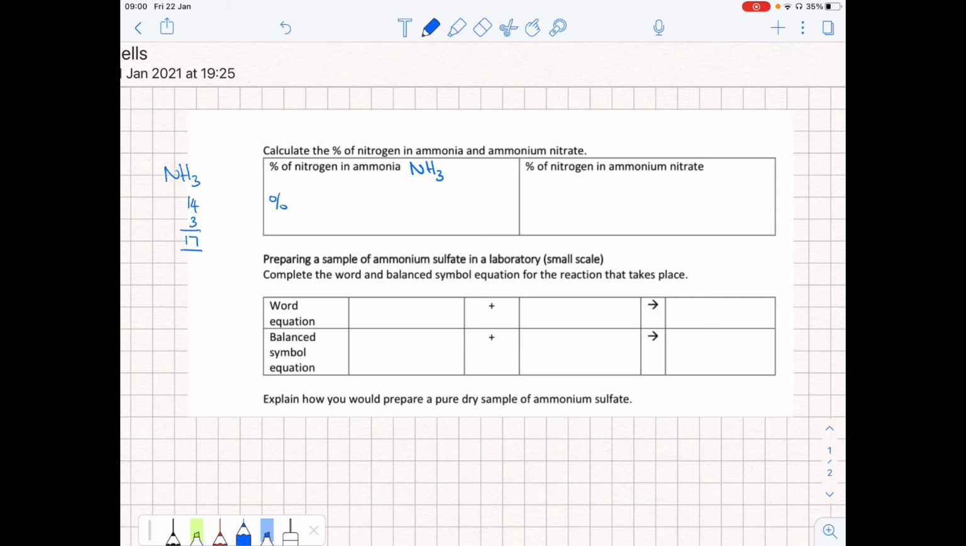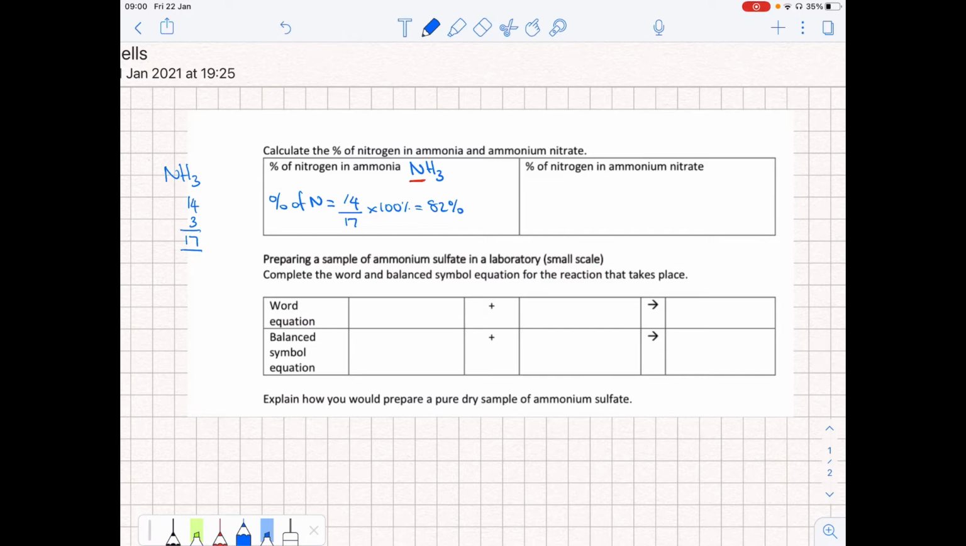If I want to find out the percentage of nitrogen, I need to put the mass of nitrogen, how much nitrogen is in this formula. I can see there is 1 nitrogen, and we've just said that nitrogen has a mass of 14, so I'm going to put that at the top. I divide it by the total mass of the whole formula, which we've worked out to be 17, multiply it by 100 to get a percentage, and that gives me an answer of 82%. So 82% of ammonia is nitrogen.